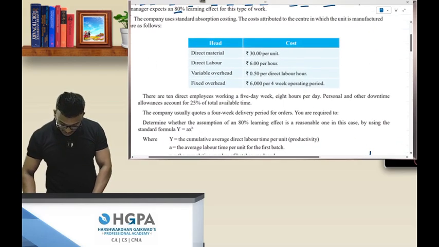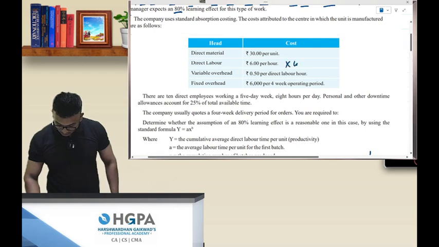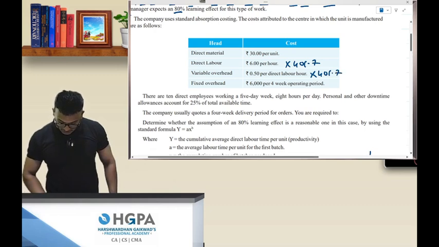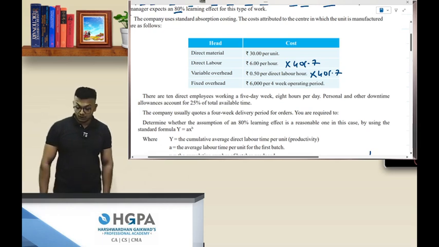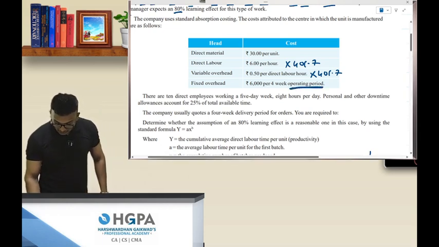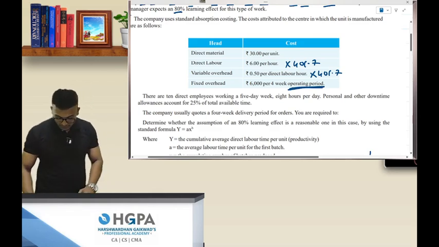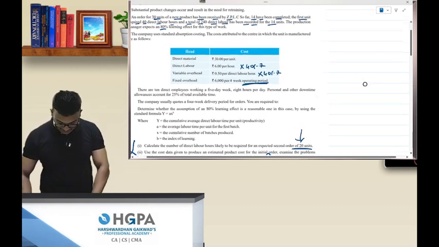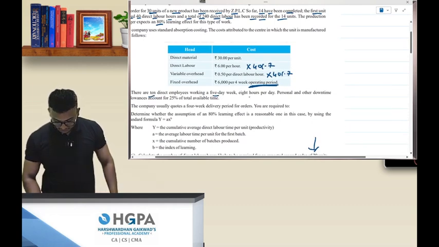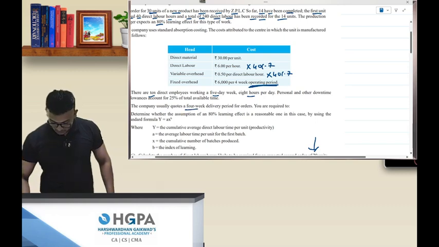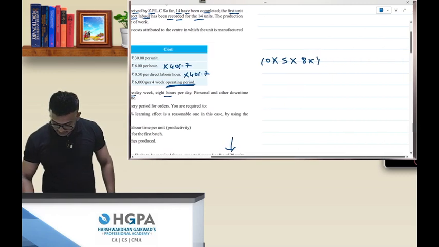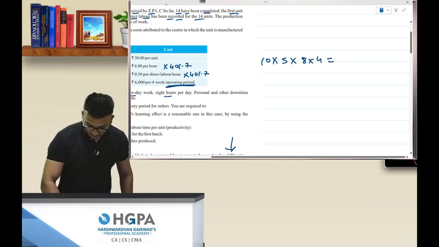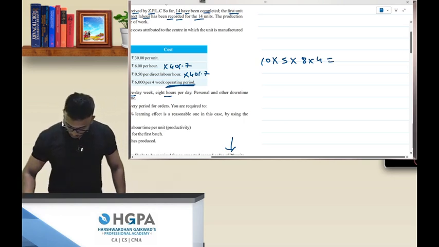See, wherever there is hour, for example, into 401.7, that is per unit, and this is fixed overhead. For fixed overhead, you need to compute the hours. You know why? They are telling you operating period, but we have no idea how much they have been operating. So first we'll take out the labor hours which are operating. It's very simple. See, 10 direct employees, 5 days a week, 8 hours per day, and it's a 4-week delivery. What will we do? 10 into 5 into 8 into 4. See how much labor hours they're coming.